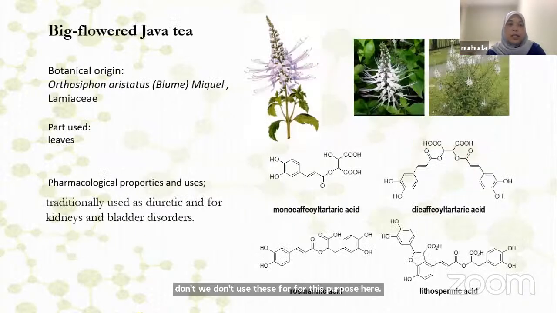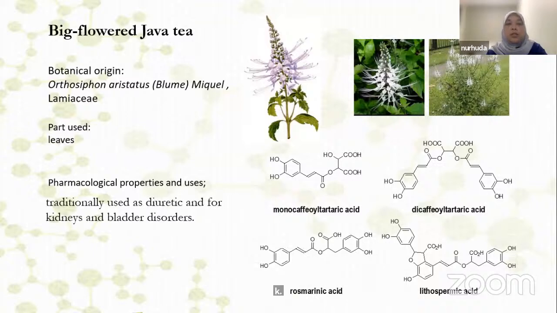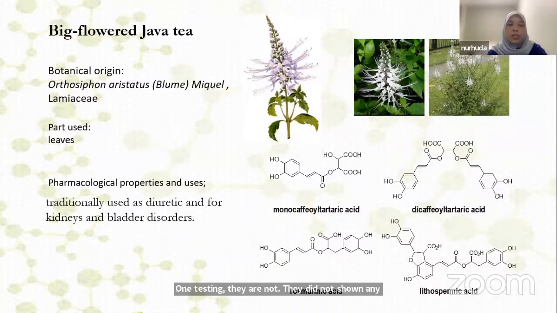Okay, next. Okay, so this is misai kucing. Misai kucing means cat's whiskers. We have a lot in Malaysia, and traditionally people use it as a diuretic and for kidney conditions, but it's not proven that it works. There are some chemicals extracted from this plant, and upon testing, they do not show any properties towards the said condition.